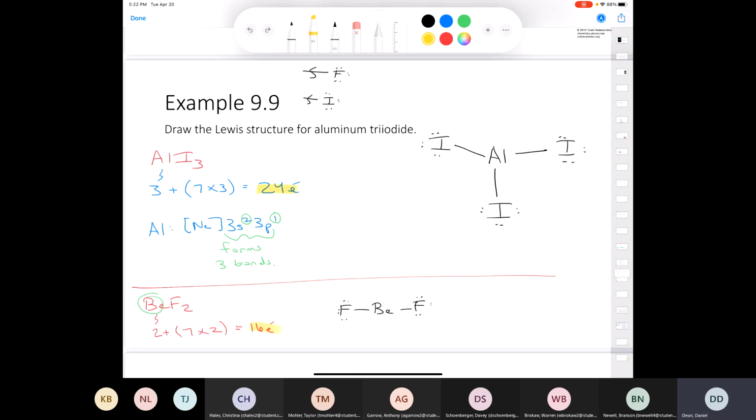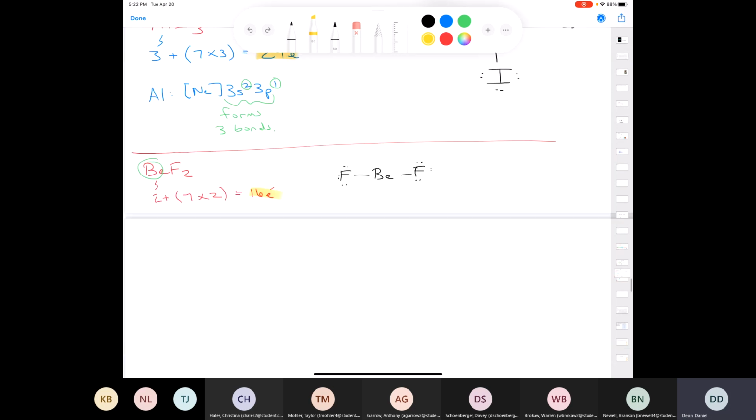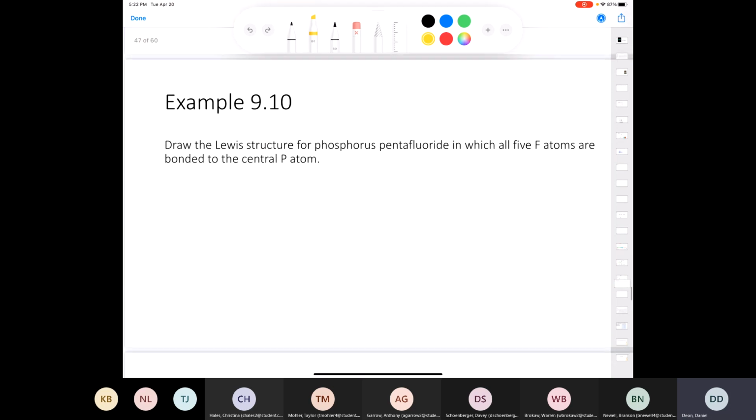All right, let's keep moving, and let's look at an example where we see an octet expansion, an expanded octet.